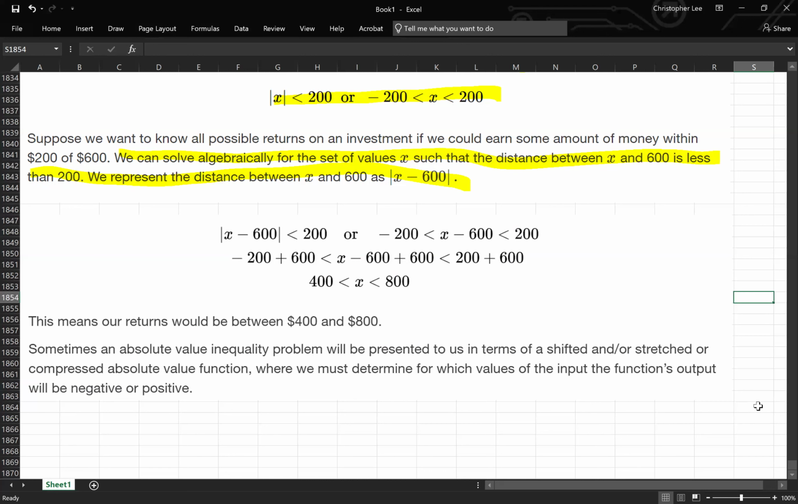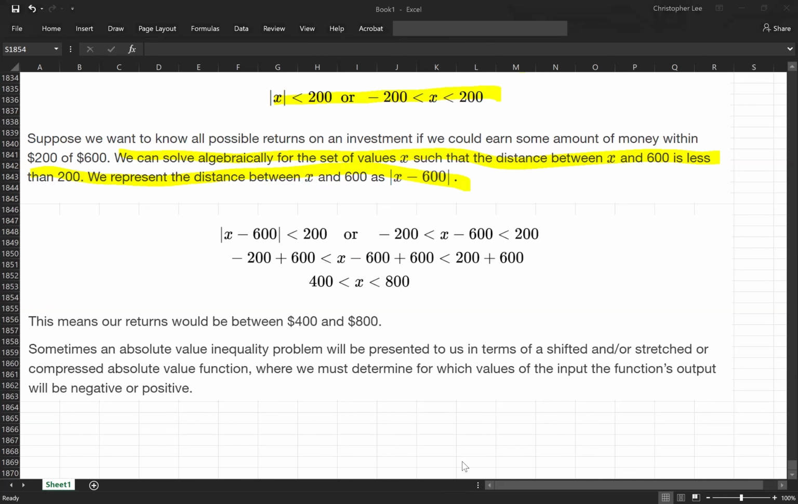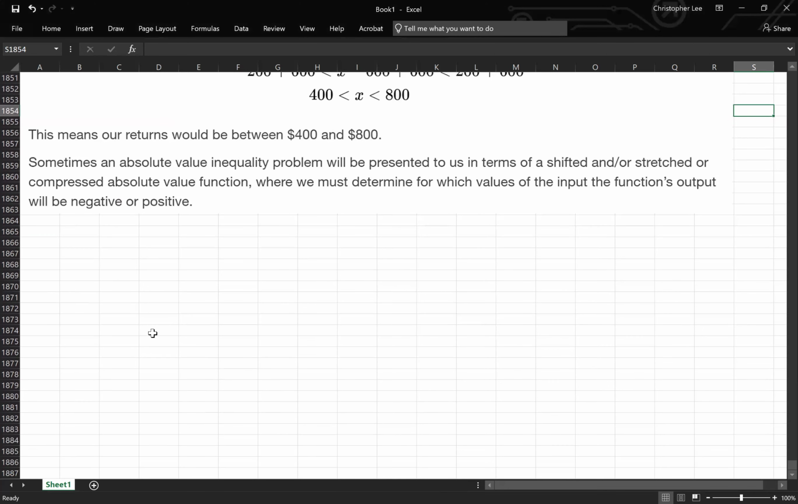Sometimes an absolute value inequality problem will be presented to us in terms of a shifted, stretched, or compressed absolute value function, where we must determine for which values of the input the function's output will be negative or positive. So here is a little tip on how to do this.